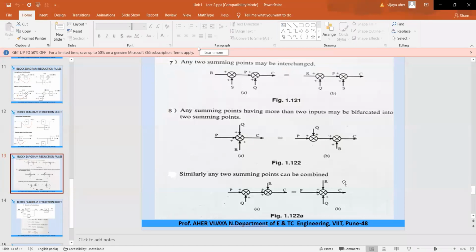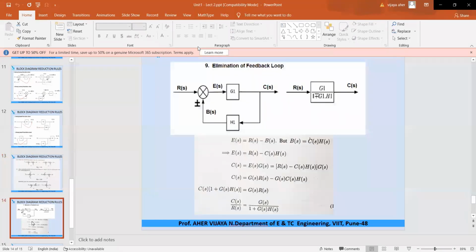Now, a small part is remaining from block diagram reduction rules that I am going to explain now, and that is very important. So students, you are supposed to write the last rule, that is rule number 9, elimination of feedback loop. So draw the diagram. Meanwhile, I am admitting students. Just wait.